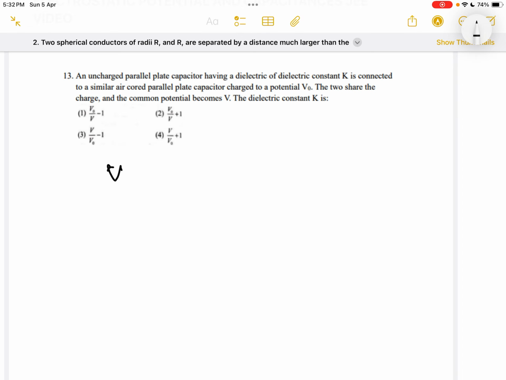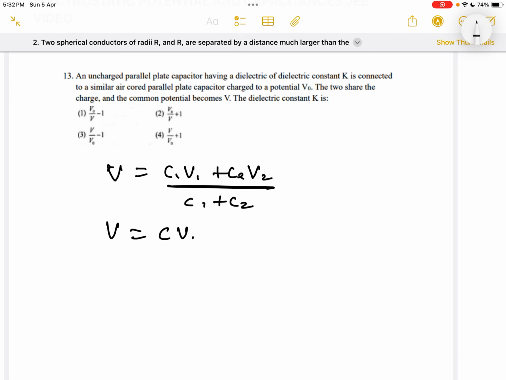So we know that the common potential is found as C1 V1 plus C2 V2 divided by C1 plus C2. Let's use that formula now. C1 V1 can be C into V0. C2 V2 would be 0 because the voltage of the second capacitor is 0. This is the air core capacitor. The capacitance is C. The other capacitor is a similar capacitor with a dielectric constant K, so it will become KC.